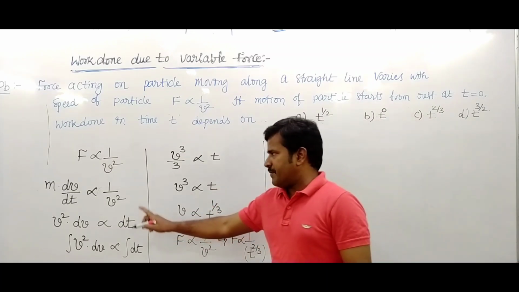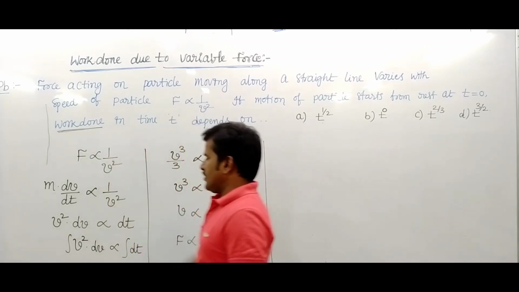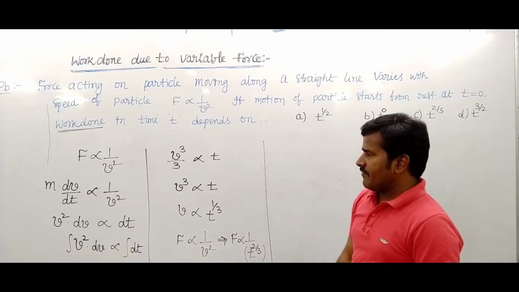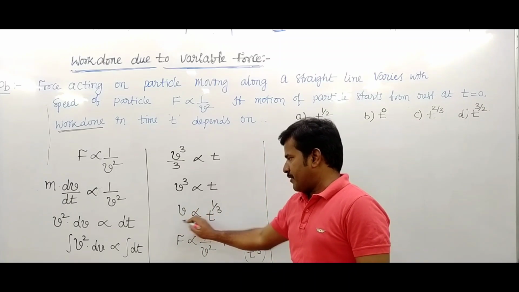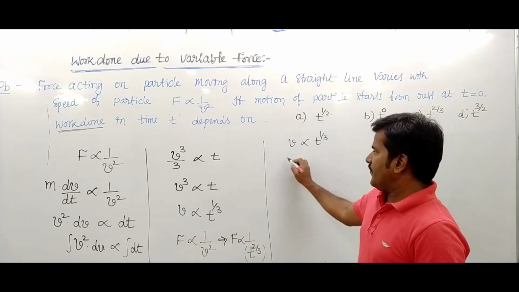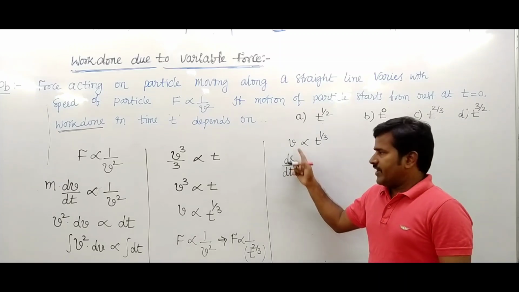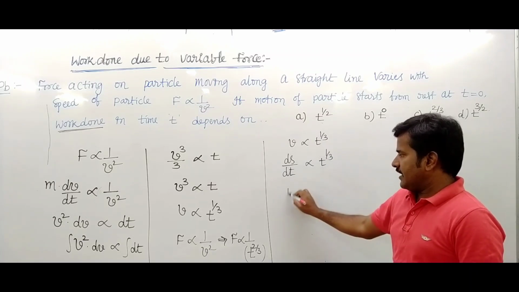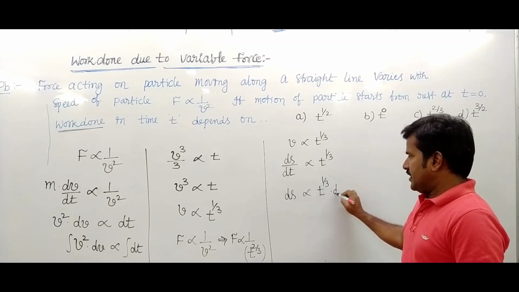Again, we want work done, which is written as force into displacement. What is the value of the displacement? Here the velocity v is proportional to t power 1 by 3. v is nothing but ds upon dt, so ds by dt is proportional to t power 1 by 3, and ds is proportional to t power 1 by 3 into dt.